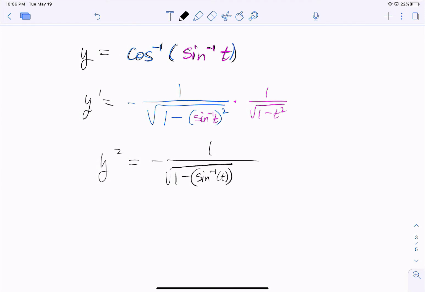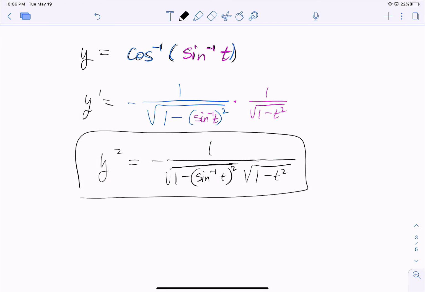squared. Here I have to use parentheses for the squared. Not for the t, because I've already used the inverse sine function, and that's where I would put the exponent if it were, say, a sine function. So I don't get to do that. Anyway, y prime is negative 1 over the square root of 1 minus the inverse sine of t, squared, times the square root of 1 minus t squared. I wrote y squared. That should be y prime.